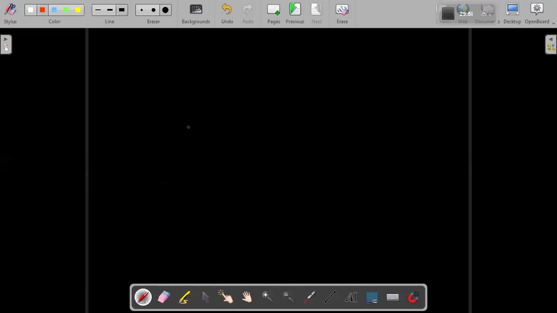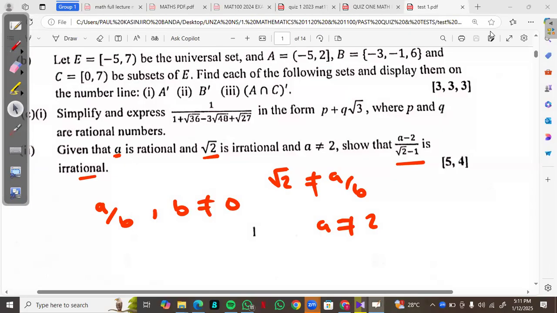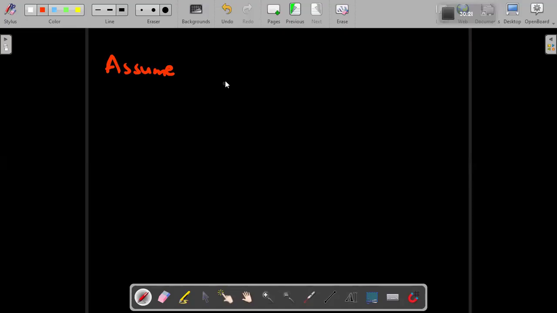Okay, so to answer the question, we answer by contradiction. So you first make an assumption. Let me just check the question again. I didn't write it in my worksheet. So the question is a minus 2 over root 2 minus 1. So a minus 2 over root 2 minus 1, we assume it's rational.